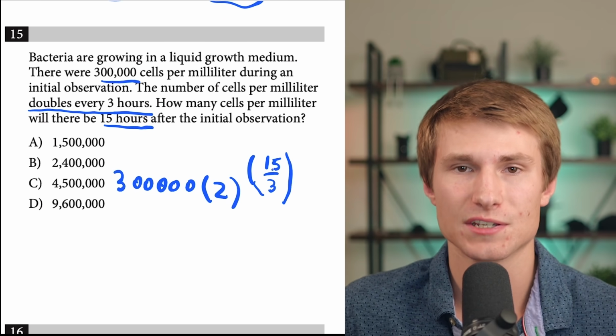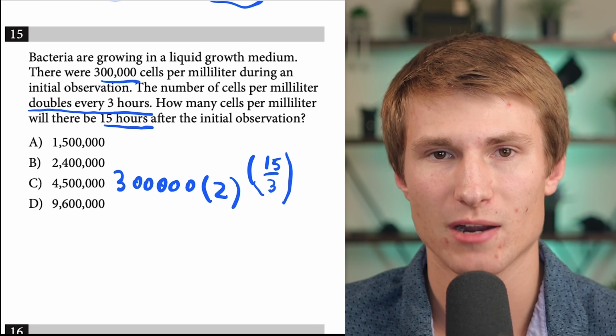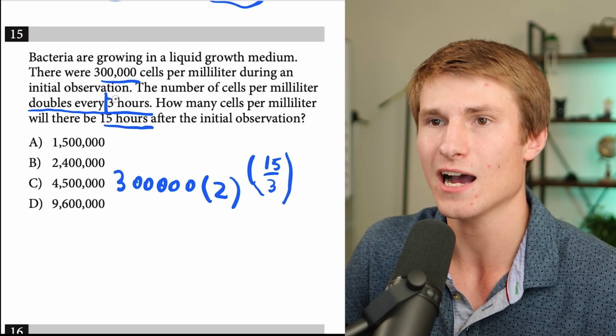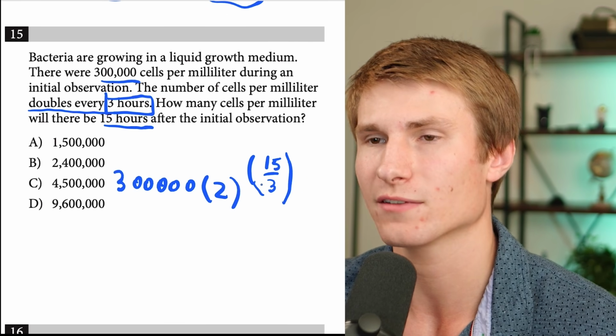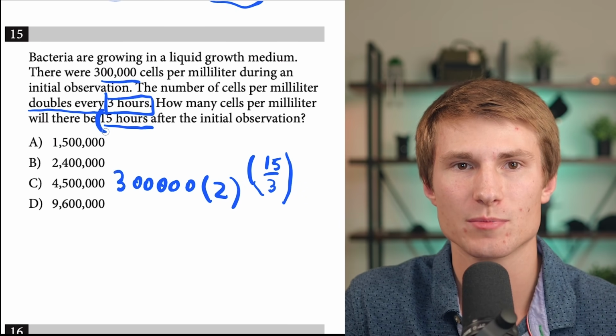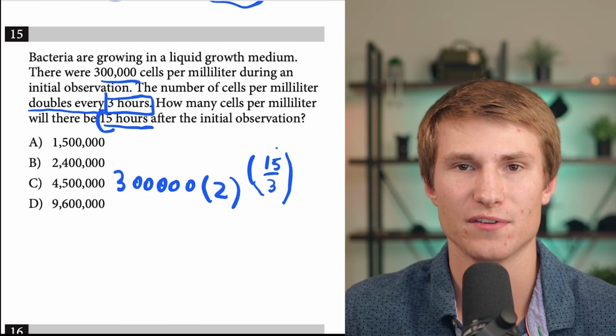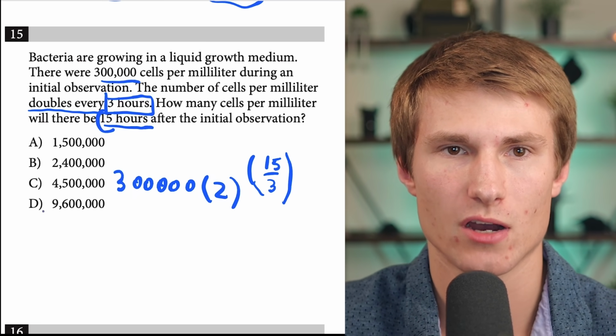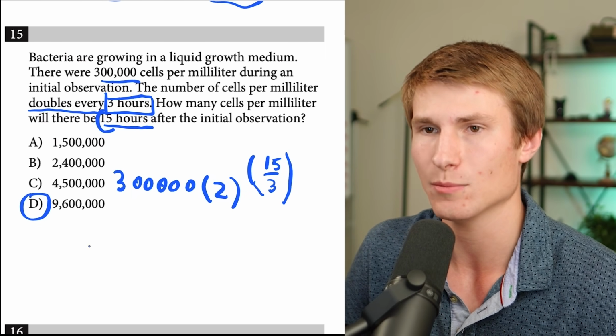So the reason we are raising it to the power of 15 over 3, and keep in mind we're raising this 2 to the power of 15 over 3, is because we are doubling every 3 hours. Since we're doubling every 3 hours, that gives us that 3 in the denominator of that exponent. Now, we're asked how many there are going to be after 15 hours, which is why we have that 15 in the numerator. Okay, so now as you can see, we have our equation, we put this in our calculator, and we get our answer of D, 9.6 million.